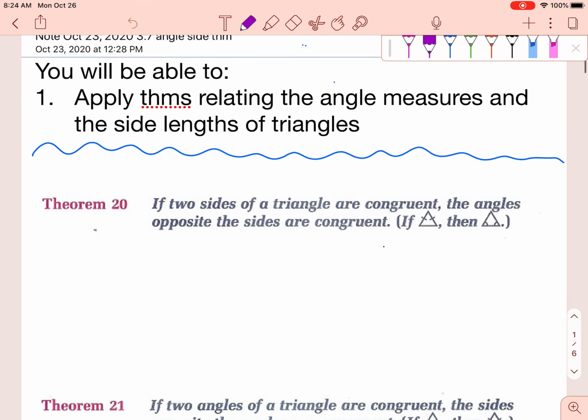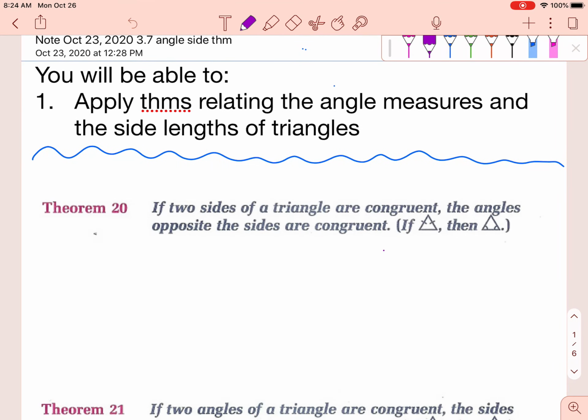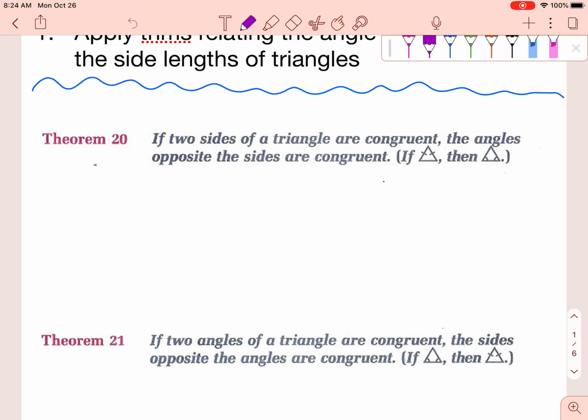All right, guys, so this is section 3.7, and we are learning about angle side theorems. We're going to be applying these to the measures of side lengths and angle measures of triangles. Theorem 20 states, if two sides of a triangle are congruent, then the angles opposite them are congruent. So this obviously has to do with isosceles triangles. You guys will see this a lot throughout your book, okay? That just means if two sides of the triangle are congruent, then the angles opposite them are also congruent.